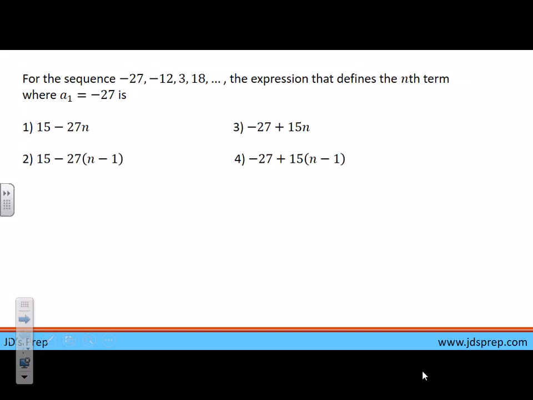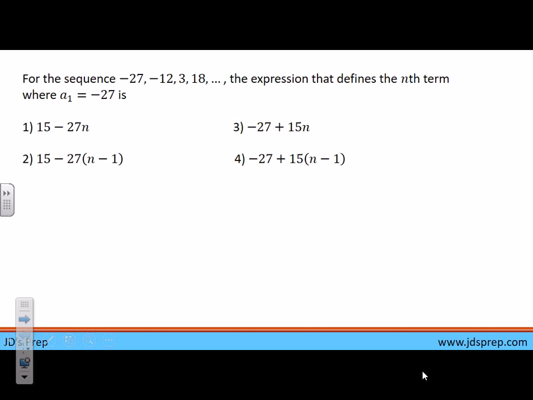Welcome to JD's Prep. In this problem, we are given the first few terms of a sequence, listed as -27, -12, +3, +18, and then the sequence is going to continue forever past that.